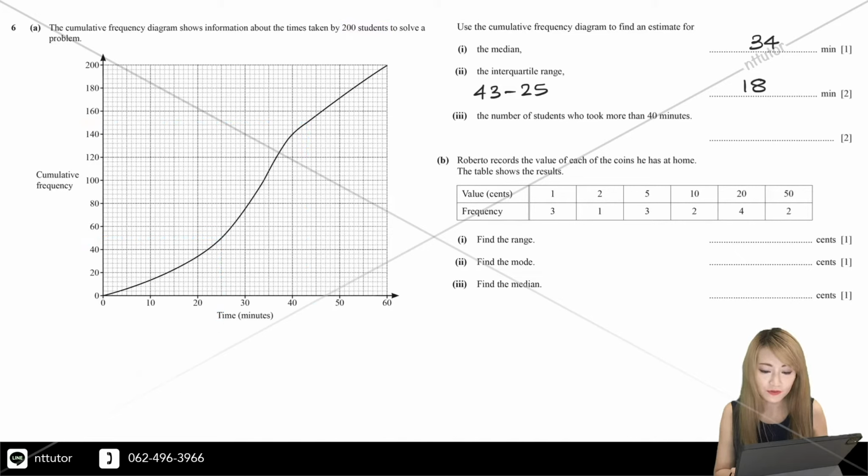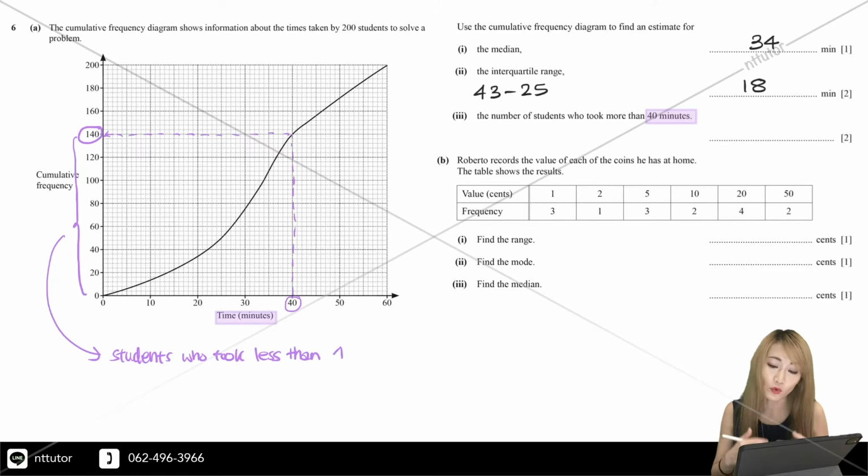3. The number of students who took more than 40 minutes. So we go to the x-axis, which refers to minutes, and 40 on the x-axis is here. If we draw a line straight up, it hits the cumulative frequency curve here, and it corresponds to cumulative frequency of 140. This means that from 0 to 140, 140 students took less than 40 minutes.